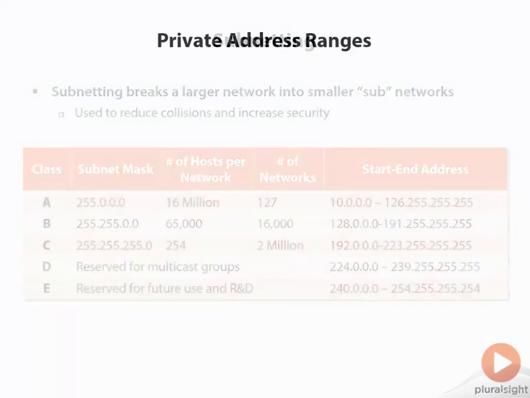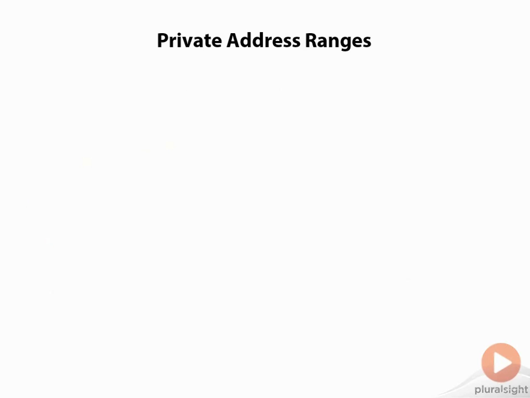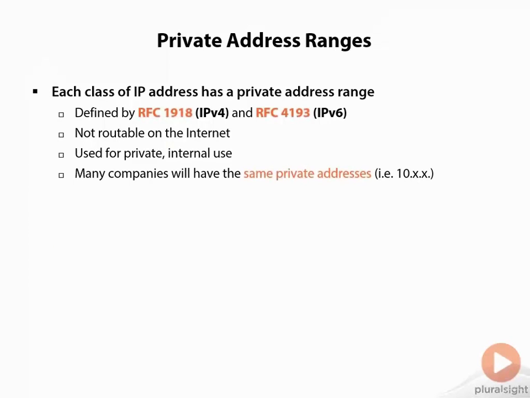We also have something else referred to as the private IP address range. Each class of IP has its own private IP address range, meaning it has a range of IP addresses that can be used internally that don't route out to the internet. So we can have 100 or 1,000 or a million different companies all using the exact same IP addressing scheme as long as it's within this private range, and they don't step on each other, because it never routes out to the internet. That's defined by RFC 1918 for IPv4, and by RFC 4193 for IPv6, or IP version 6.